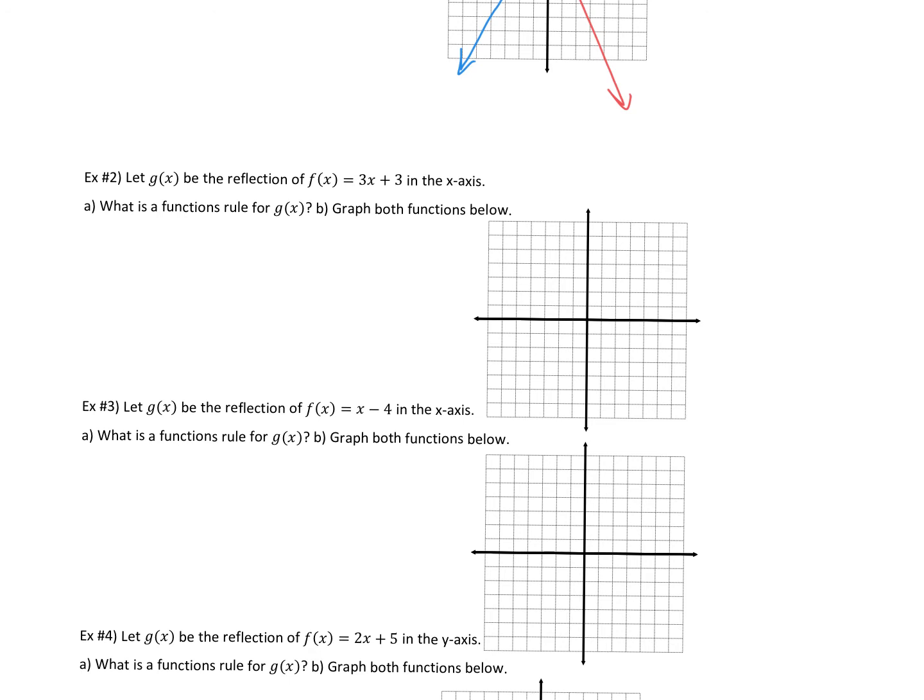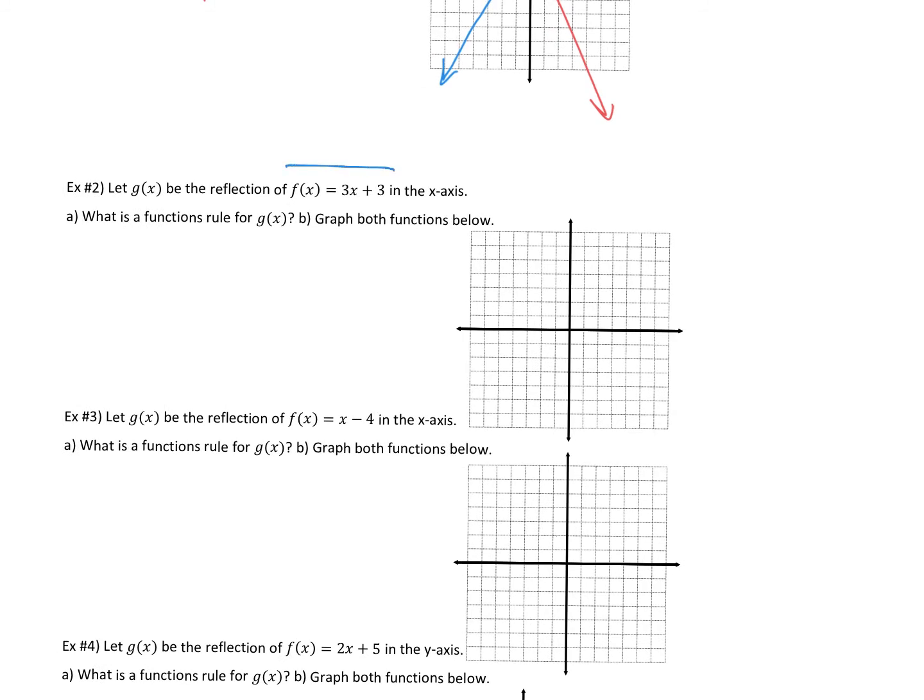Okay, so this next one, here's our original again, right? F of x equals 3x plus 3. Now we're going to reflect it over the x-axis, okay? Now we said it's taking the opposite of the entire function. So basically we're saying g of x, my new function, is going to be the opposite of the old function, right? Well, all you're doing really is changing the sign of every piece, every term that you have. So g of x is going to be negative 3x minus 3, okay?